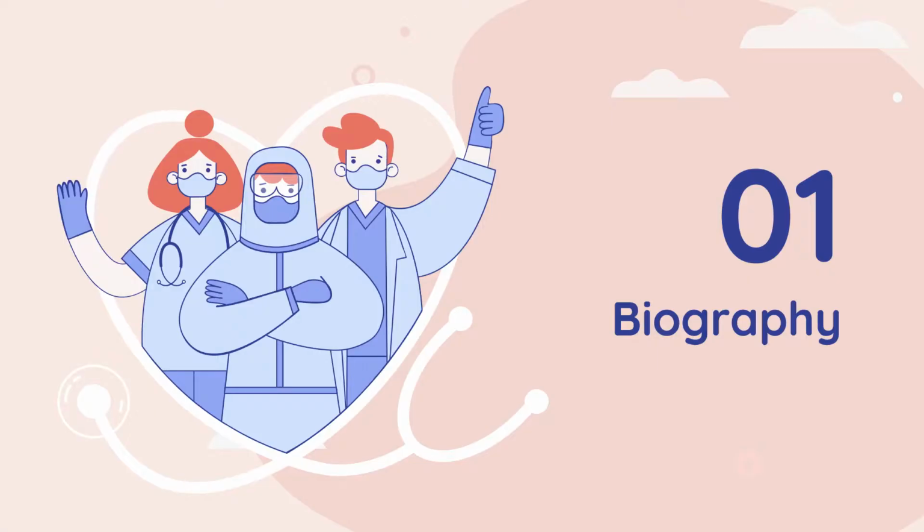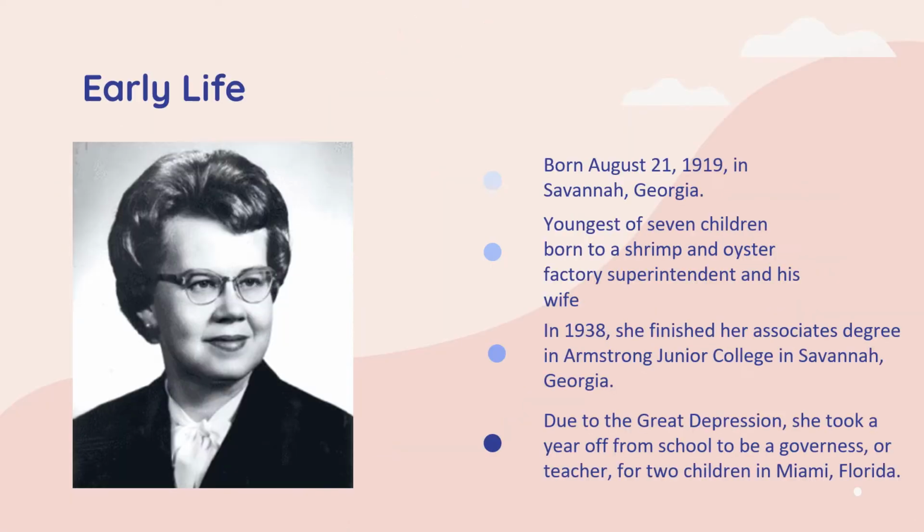Dorothy E. Johnson's biography. Dorothy Johnson was born on August 21, 1919 in Savannah, Georgia. She was the youngest of 7 children, and her father was the superintendent of a shrimp and oyster factory, while her mother was very involved and enjoyed reading.